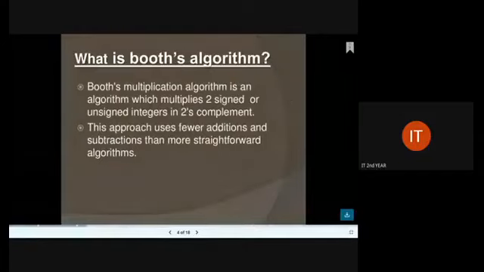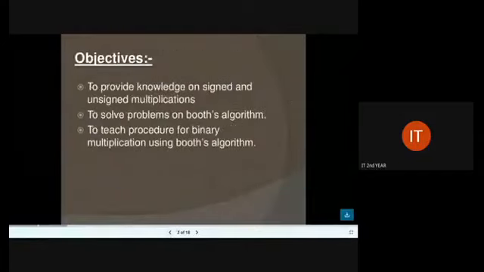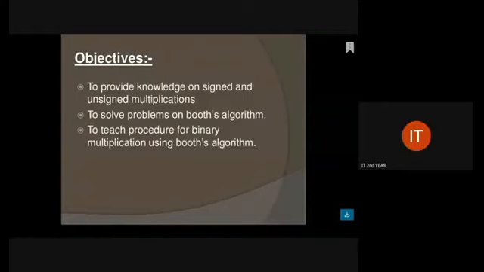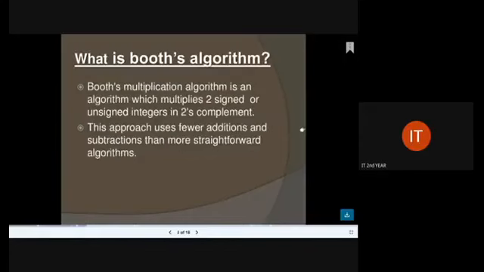So first of all, the main objective of today's topic is to get the knowledge on signed and unsigned multiplication. To solve various problems of signed and unsigned multiplication, we are using the Booth algorithm. So Booth algorithm, in the sense Booth multiplication algorithm, has the following concepts that we will see.